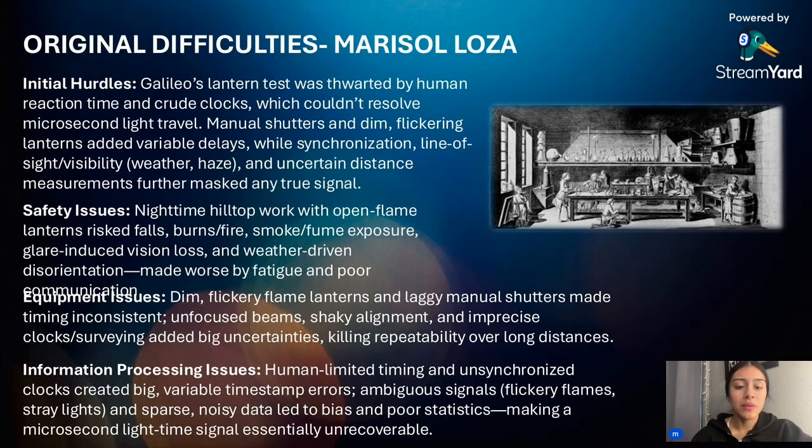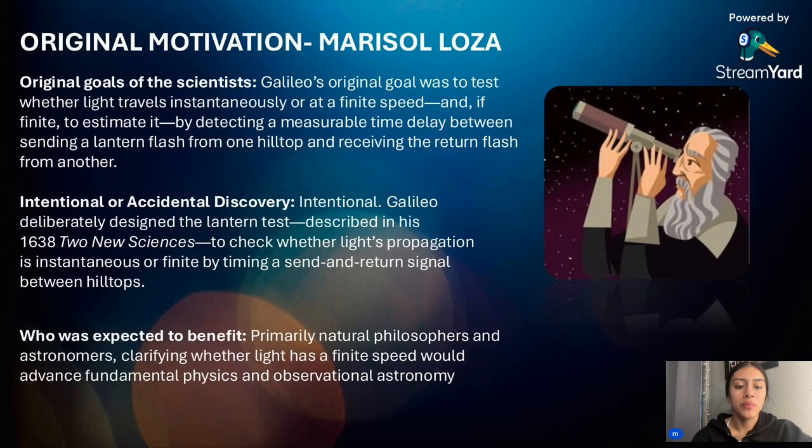Human-limited timing and unsynchronized clocks created big timestamp errors. Ambiguous signals and sparse, noisy data led to poor statistics, making a microsecond light travel time signal essentially unrecoverable.